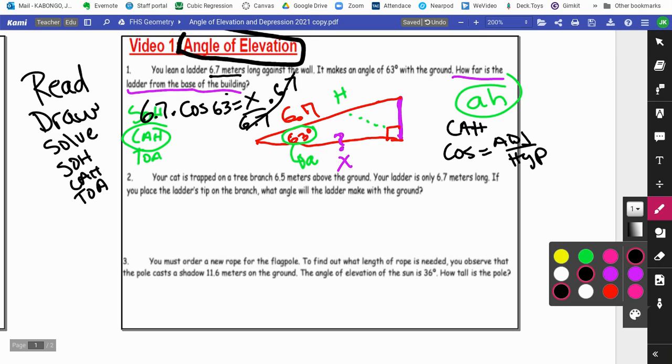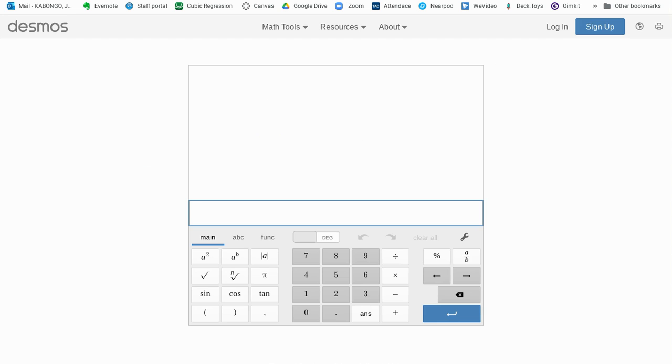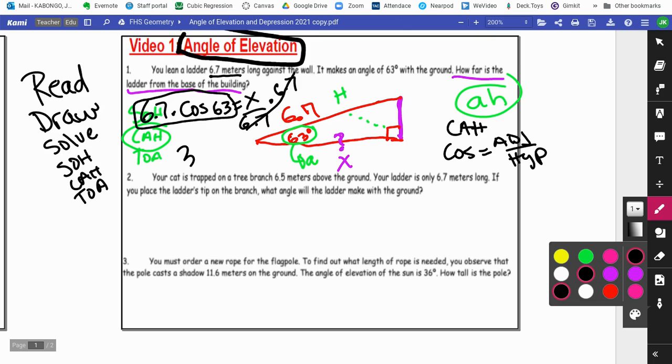Put this part on your calculator: 6.7 times cosine of 63. Then you go back here. We said 6.7 times cosine of 63, and your answer is right there, 3.04. Let me go back in and put the answer: 3.04. Move on to number 2.